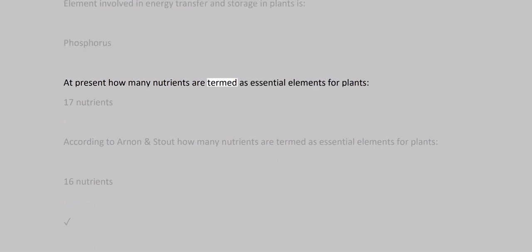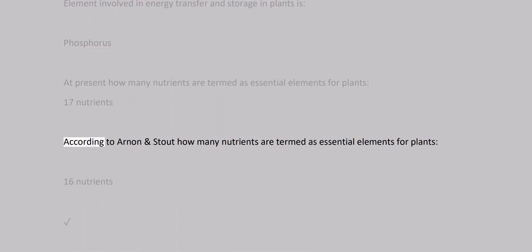At present, how many nutrients are termed as essential elements for plants? 17 nutrients, according to Arnon and Stout. How many nutrients are termed as essential elements for plants? 16 nutrients. Apical bud dominance is caused by the auxin hormone. Highest consumption of K fertilizer is in Maharashtra.